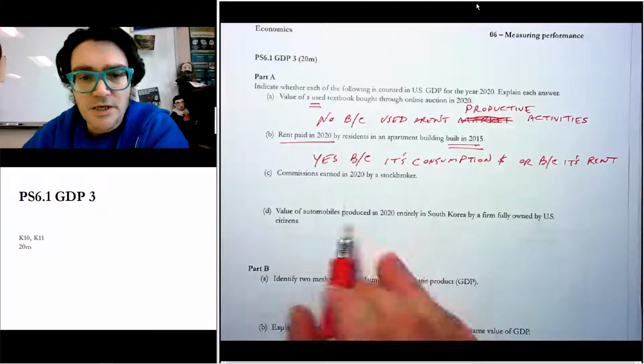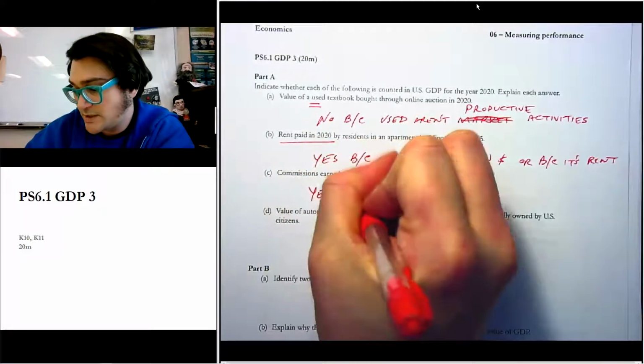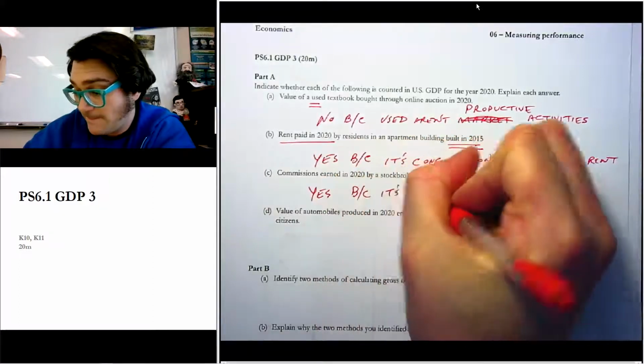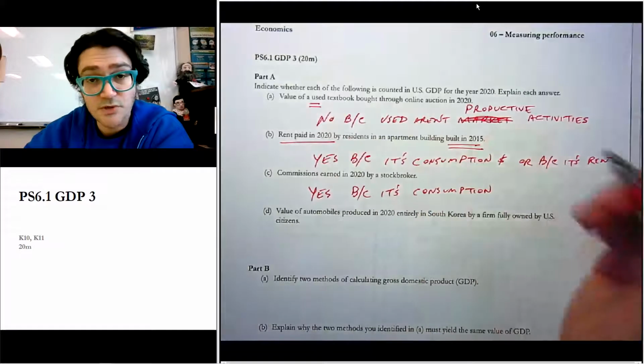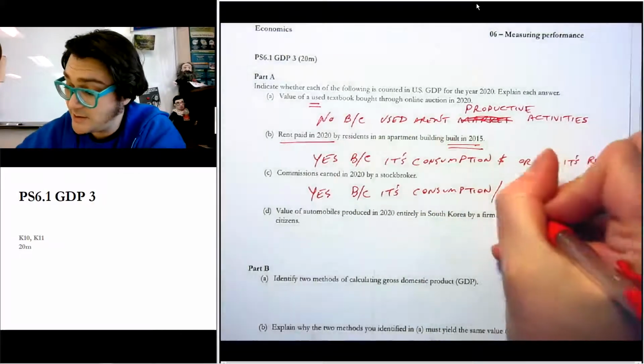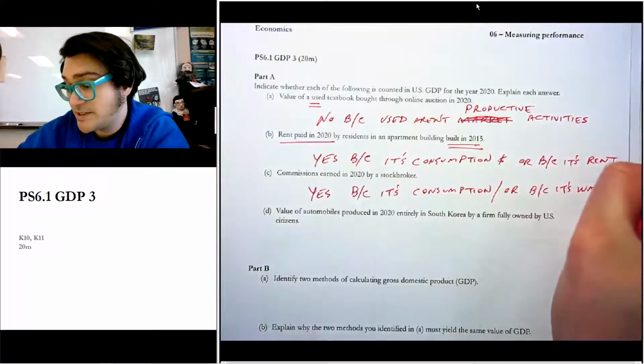RIP. Commissions earned in 2020 by a stockbroker. Yes, because it's consumption. So like you're consuming their services, or we could say, or because it's wages, right? It's the income that the stockbroker earns.